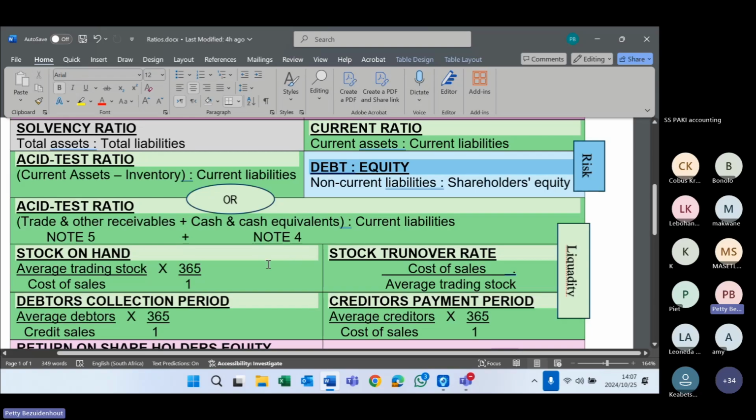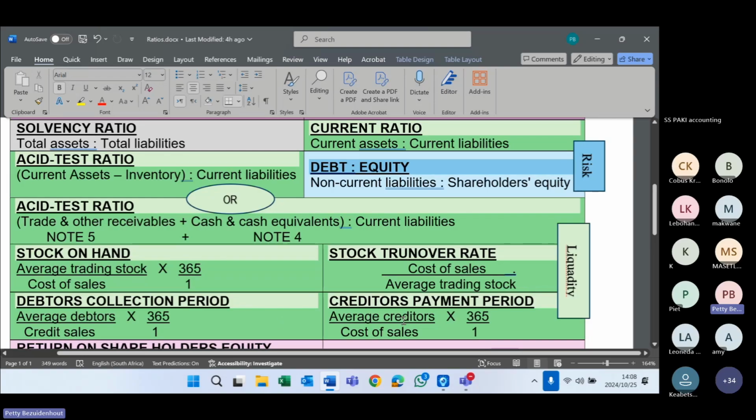paper 1. Now remember, stock on hand is the one with the days. So then we're focusing on how long the trading stock will last. So the focus should be on stock over cost of sales. Then the stock turnover is how many times per year we are rolling over the stock. So the focus will be on the sales, cost of sales over trading stock, but it's not the 365.